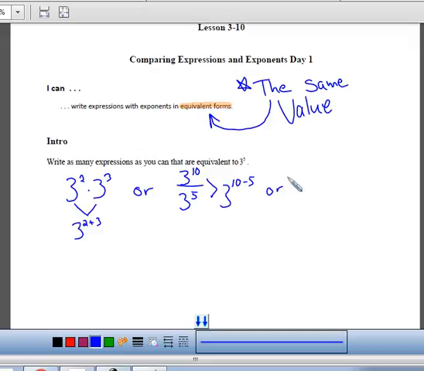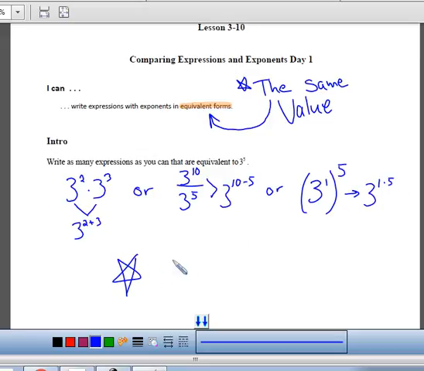Or, another example might be 3 to the 1st. Now you might say, oh, 3 to the 1st times 3 to the 1st times 3 to the 1st. Okay, but another way to write that would be 3 to the 1st raised to the 5th power. Because what this really means is 3 to the 1 times 5, or 3 to the 5th.